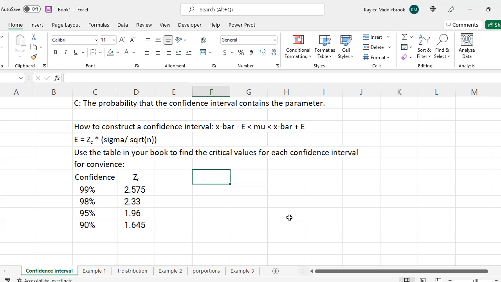To calculate our error, specifically for when we're calculating the mean, where we have the standard deviation, we're going to take our ZC, which is our critical value, multiply it by sigma, which is the population standard deviation, and divide by the square root of n. You can use the table in your book to find the critical values for each confidence level, but I just went ahead and copied them here, where you have the 99% is equal to that, and so on. Those are the only confidence levels we'll be using.